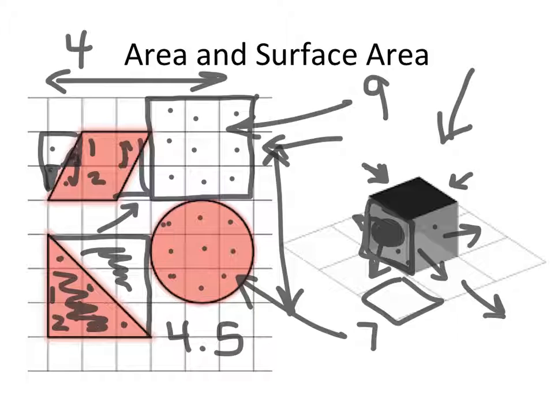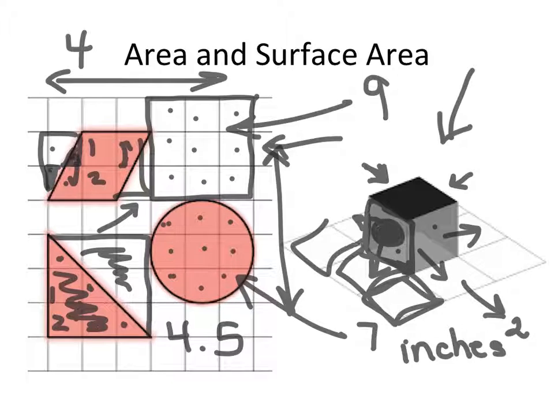So when we find the area, or when we find the surface area, our label is going to be square units. It's going to be inches squared, or it's going to be centimeters squared, or something squared. Why is that? Because we're creating squares. We're measuring in square units. No matter which way we're looking at this, we're measuring in square units.